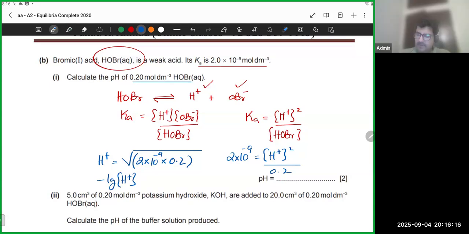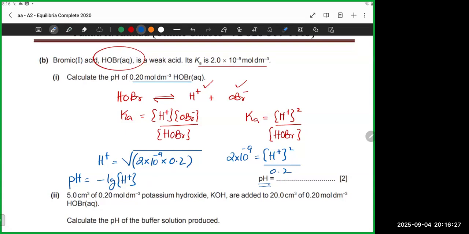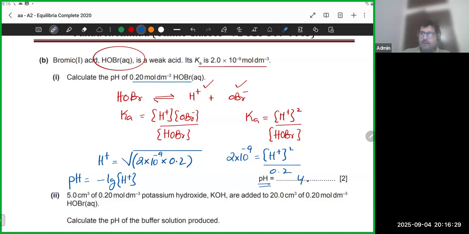No, then what is the minus log? Because he was looking for the pH. I mean, take the log and just change the sign. 4.7. Okay, so you're getting 4.7. Okay, that's your final pH.